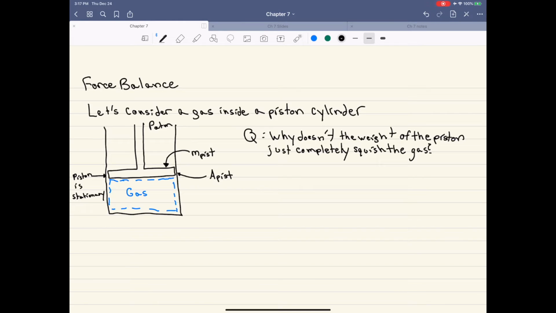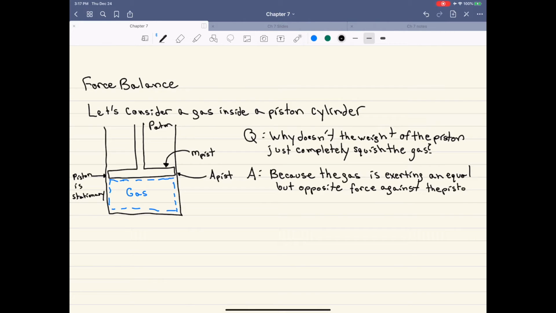The piston doesn't completely squish the gas. In fact, it's suspended above the gas. And the reason for that is because the gas is exerting an equal but opposite force against the piston. That's the answer, but what do I mean by that?